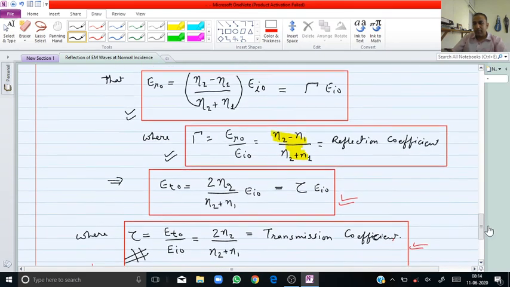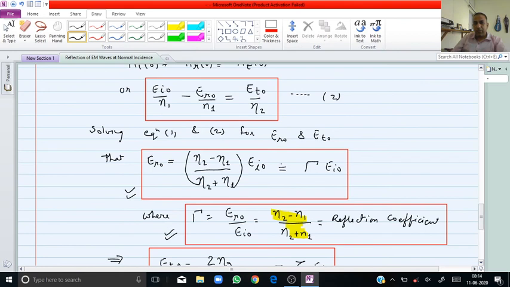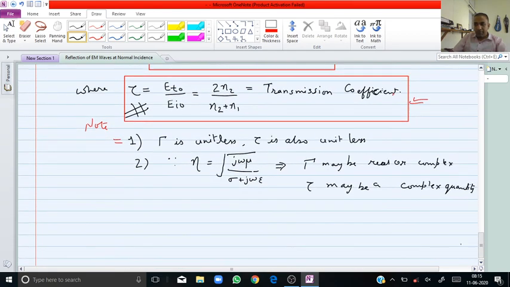Okay. Now again look at this factor, that is, this is a ratio of eta 2 minus eta 1 divided by eta 2 plus eta 1. It means this quantity will always be less than 1. This may be positive or this may be negative depending on these two factors. Okay. Then the third important point to be noted is that the range of the reflection coefficient will always be 0 to 1.